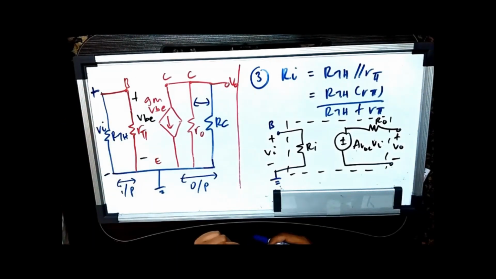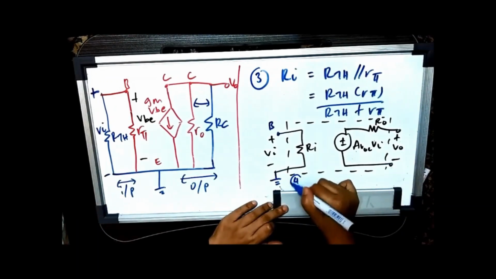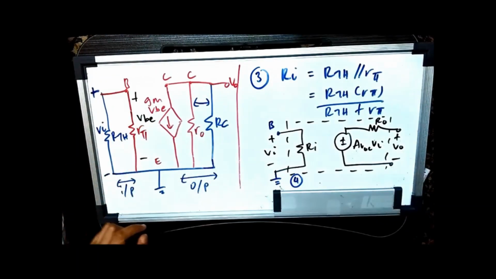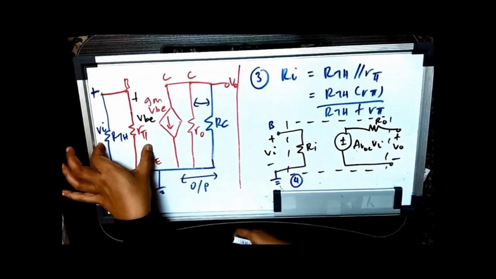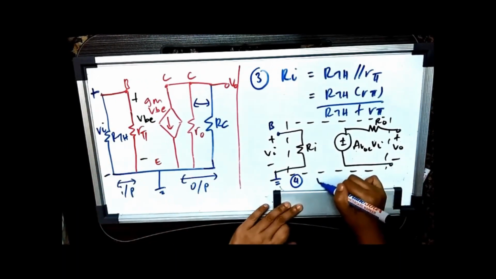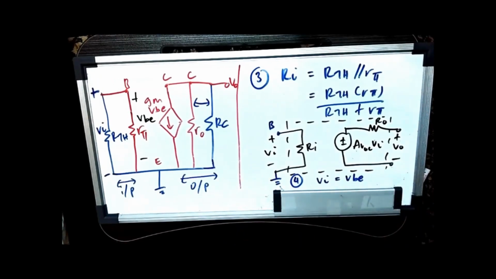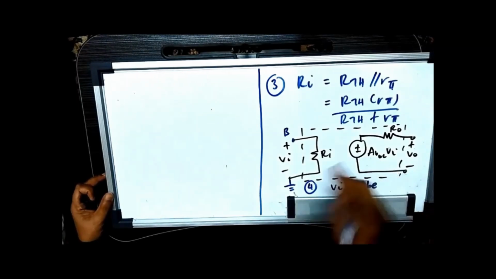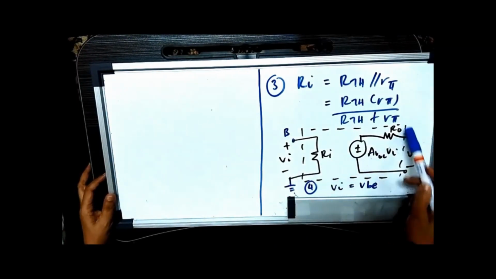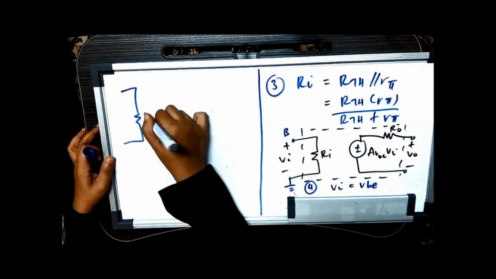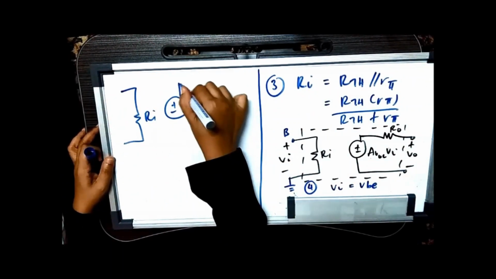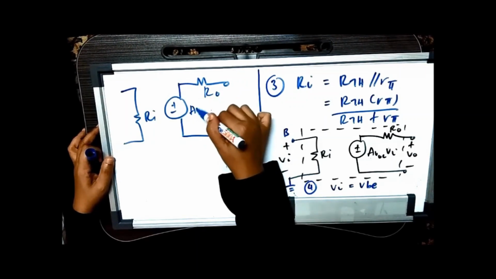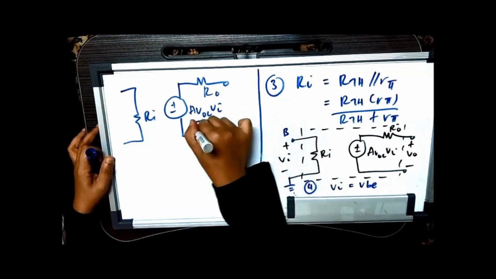With that in mind, step number 4, if I want to represent Vi as VBE, you can see that these two are in parallel. So Vi is equivalent to VBE. Step number 5 is finding your Avoc. I think I can remove this part now. Step number 5 is for you to derive Avoc. You have calculated all these parameters, you have calculated Ri and your Ro. So now you need to find Avoc.